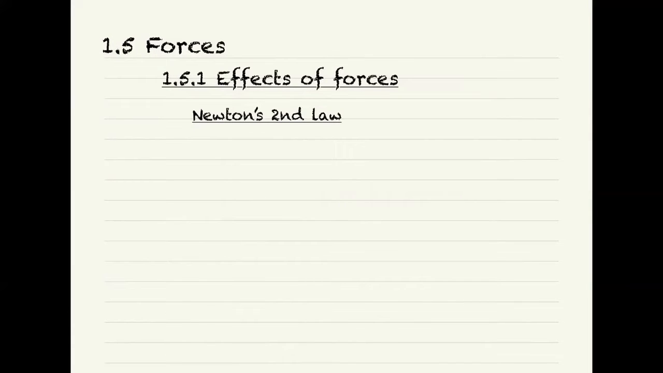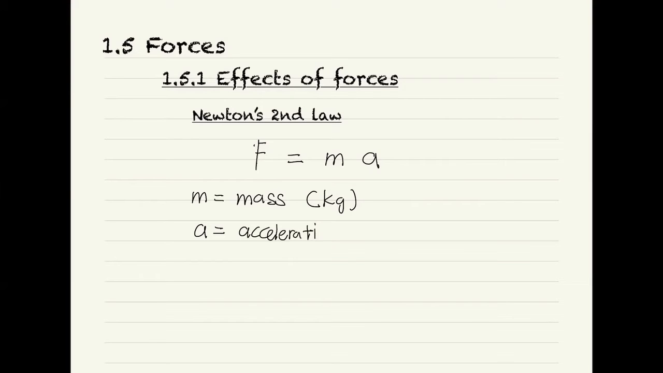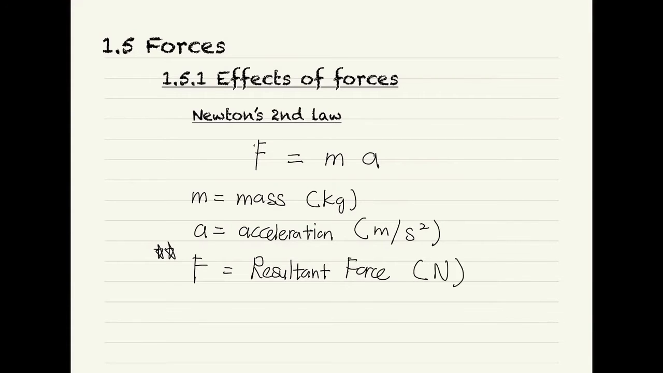For Newton's second law, we have one formula here, F equal to ma. M is mass with unit kg. A is acceleration with unit meter per second square. You must take care about the F here, it is the resultant force with unit Newton.